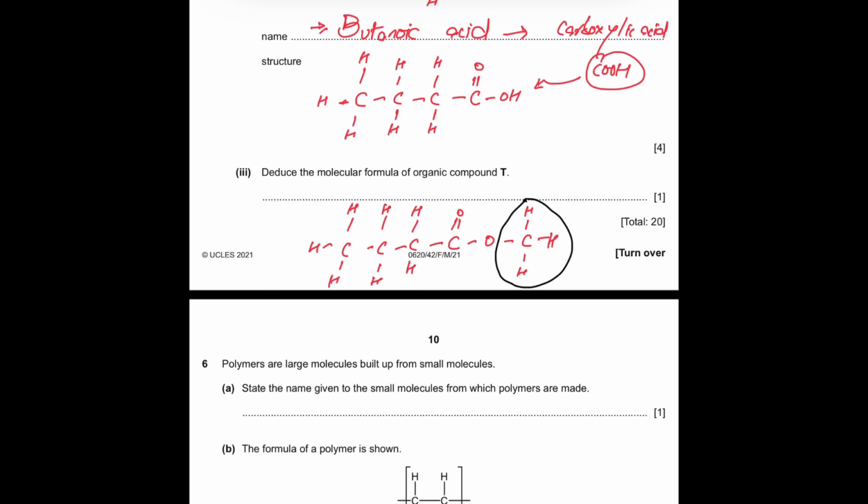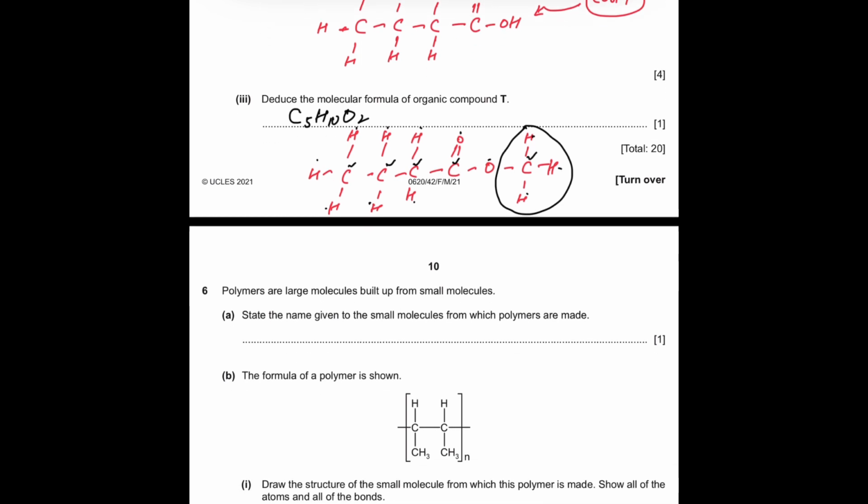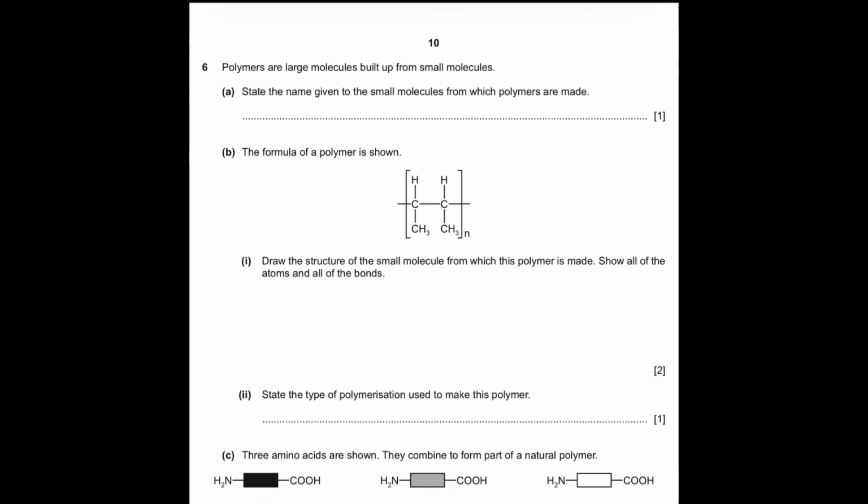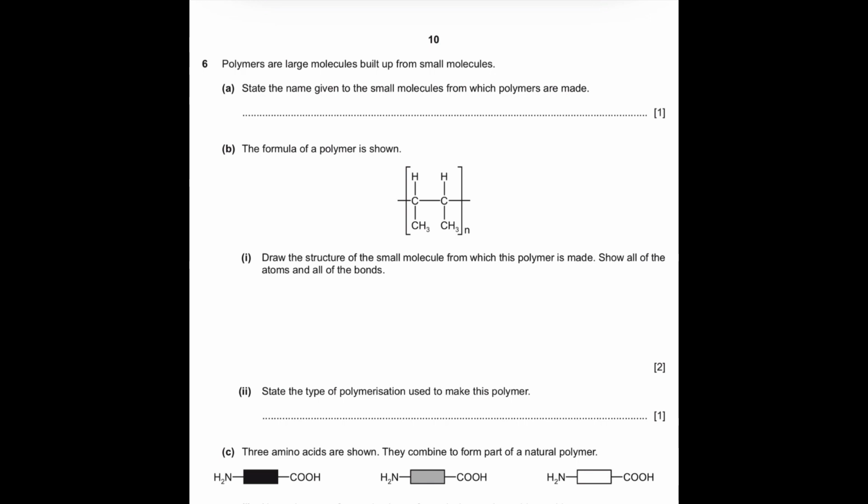Okay, so we have to write the molecular formula. The total number of carbons: 1, 2, 3, 4, 5. So carbons are 5. Hydrogen: 1, 2, 3, 4, 5, 6, 7, 8, 9, 10. So hydrogens are 10. Oxygen: 1, 2. So oxygens are 2. That is the molecular formula of organic compound T. For a molecular formula, you just write the total number of carbons, hydrogens and oxygens.